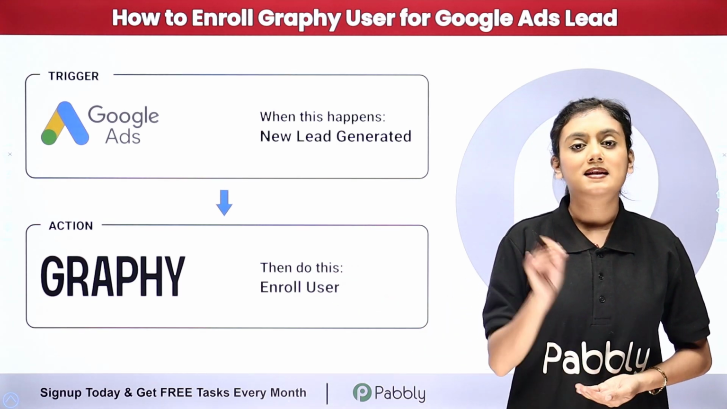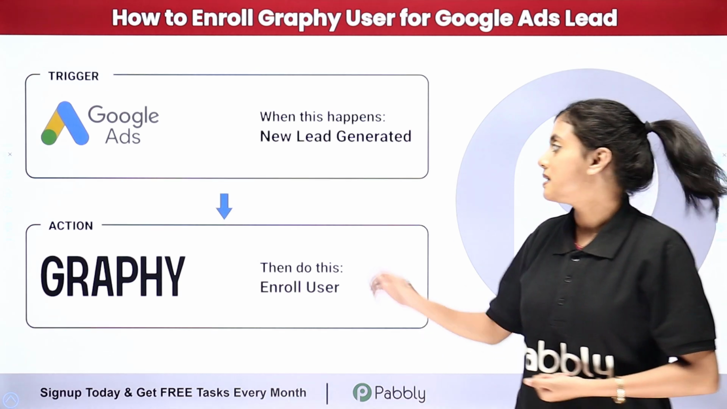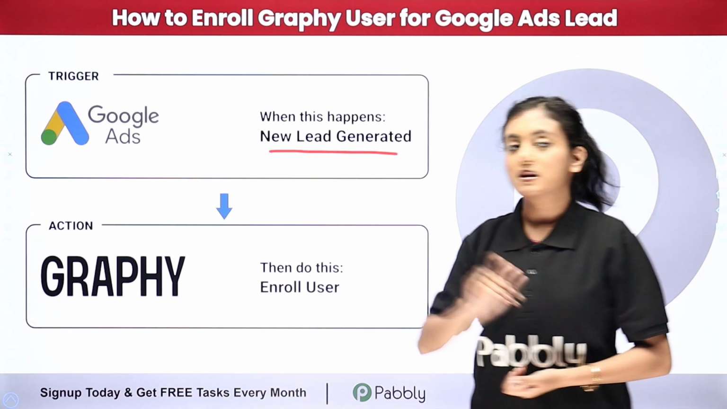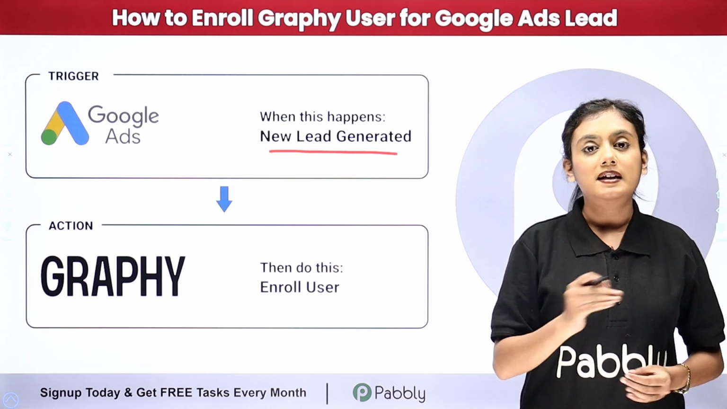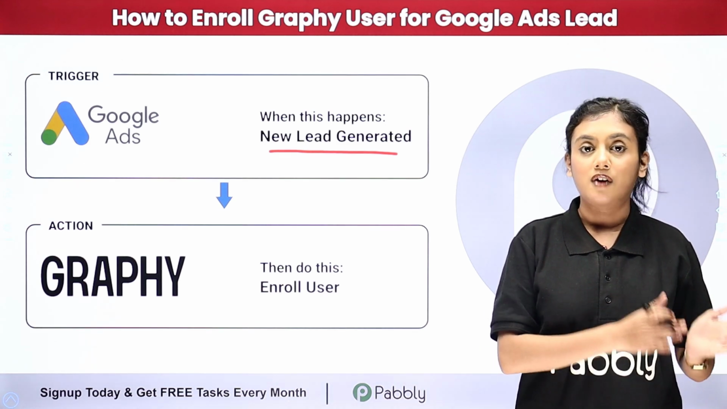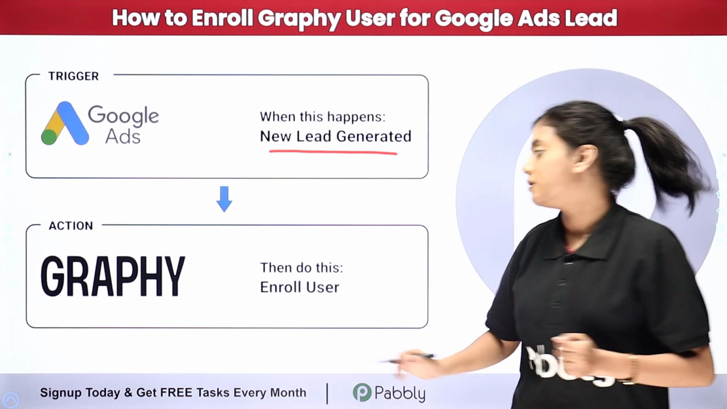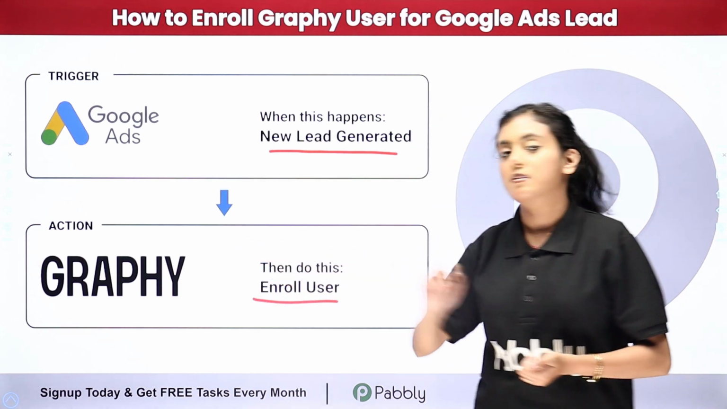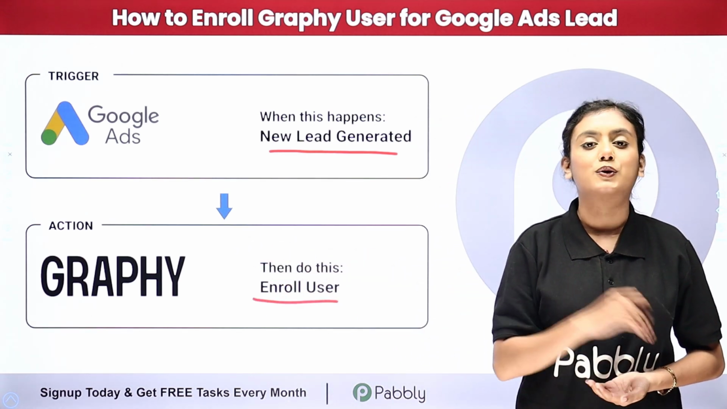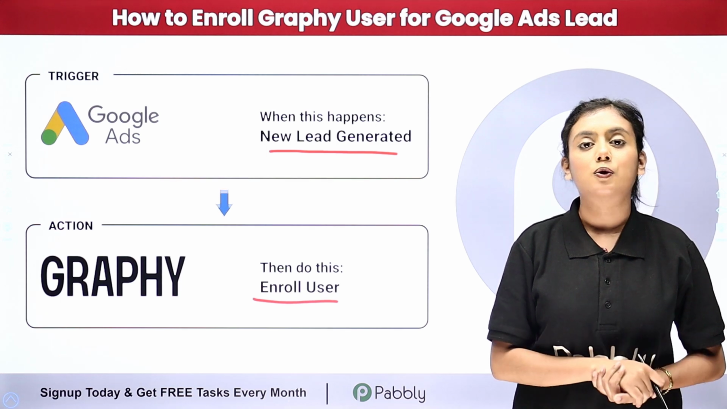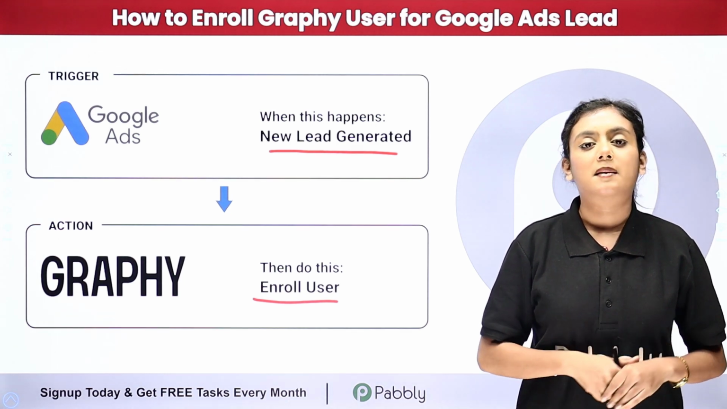Here what I want is that as soon as a new lead is generated by potential students using Google Ads, I want to create that lead as a learner in my Graphy account and then enroll that learner as a user in my Graphy account to the specific course. Now doing these enrollments manually is very time consuming.